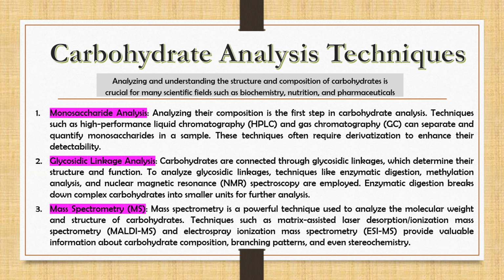Mass spectrometry. Mass spectrometry is a powerful technique used to analyze the molecular weights and structure of carbohydrates. Techniques such as matrix-assisted laser desorption ionization mass spectrometry (MALDI-MS) and electrospray ionization mass spectrometry provide valuable information about carbohydrate composition, branching patterns, and even stereochemistry.